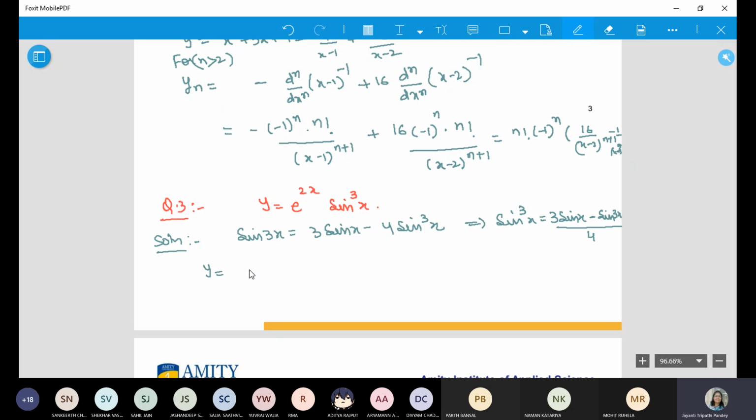Right? Now substitute it here. So y is e to the power 2x, I am writing 1 by 4 outside, 3 sin x minus sin 3x. Is it all right? Now, which formula do we use? We can write it like this: 3 by 4 e to the power 2x sin x minus 1 by 4 e to the power 2x sin 3x. Now we will use the formula.